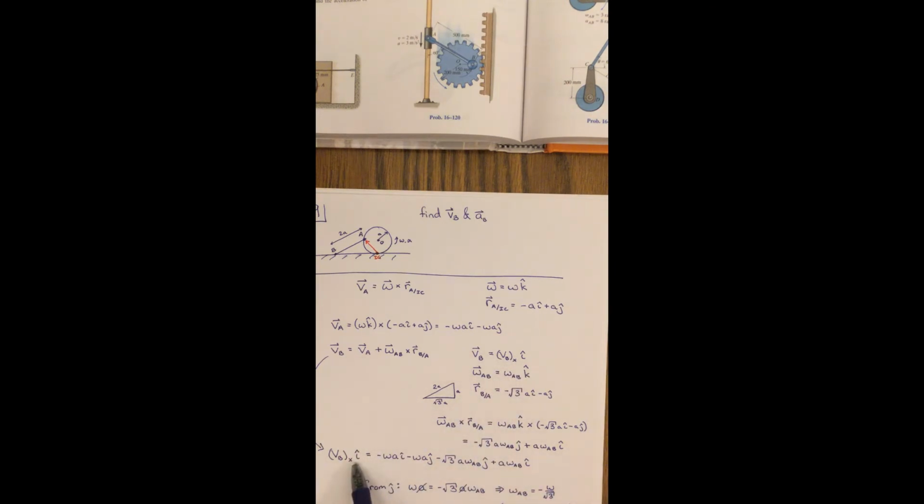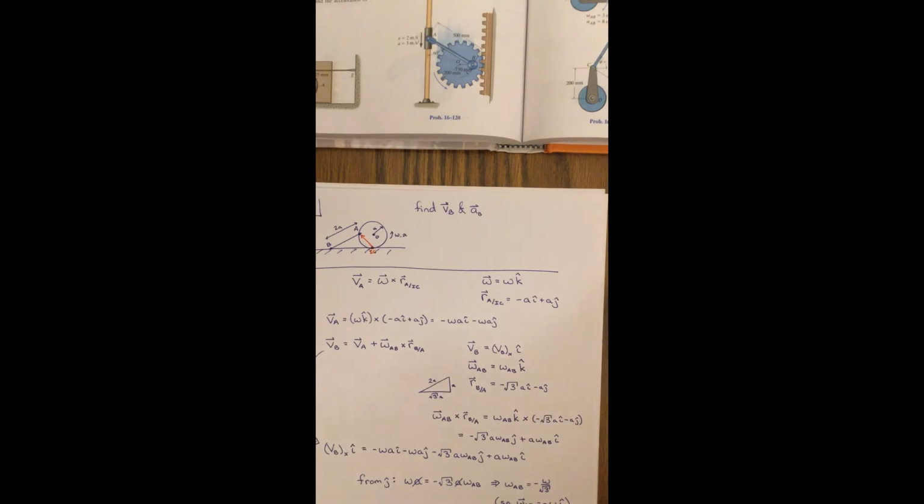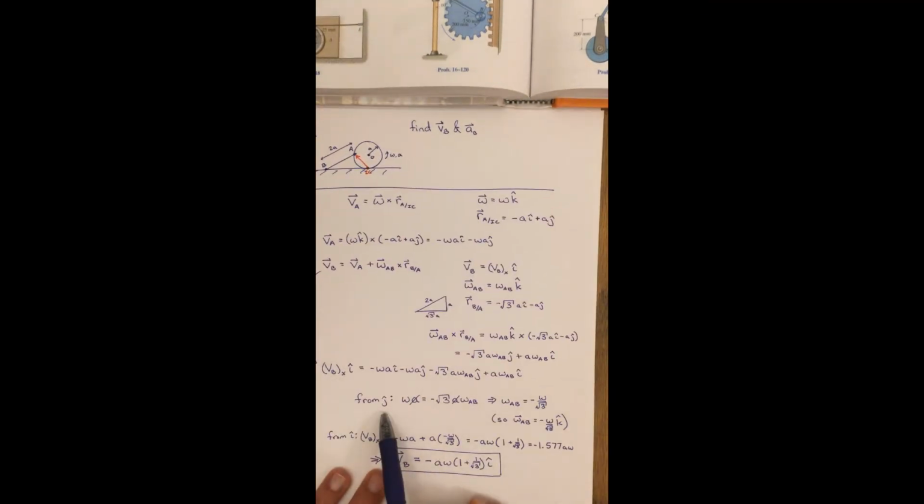VB just has an x component, and VA is what I had here, so this is VA minus my cross product, which I had here, so minus this. And then I look at the j hat components. There's no j hat on this side, so I have a j hat component here and a j hat component here, and I can use this to solve for angular velocity AB.